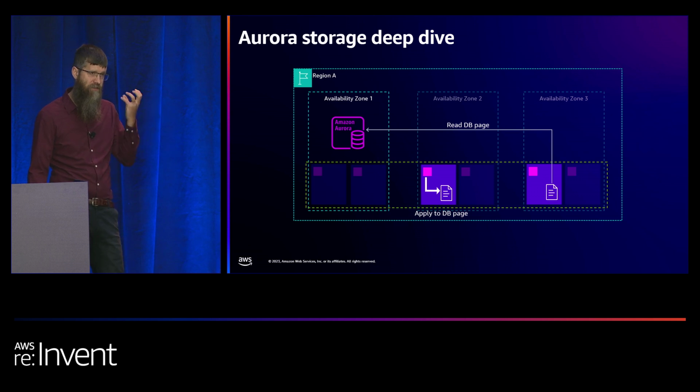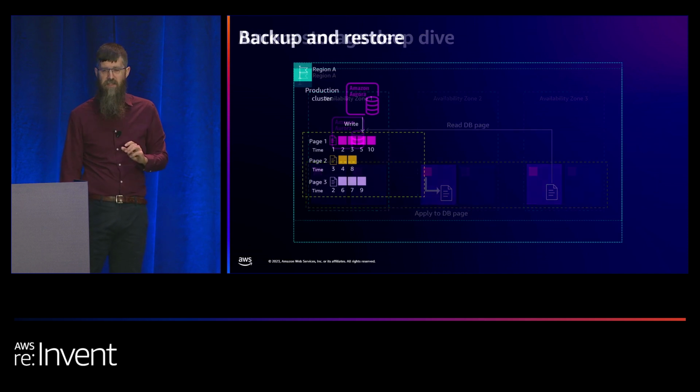So the Aurora storage is smart enough to do this itself in parallel. Your database instance is not doing it. So this is really great for performance. This is where Aurora's performance comes from. But it also underpins a lot of the HA and DR features that we'll talk about soon.